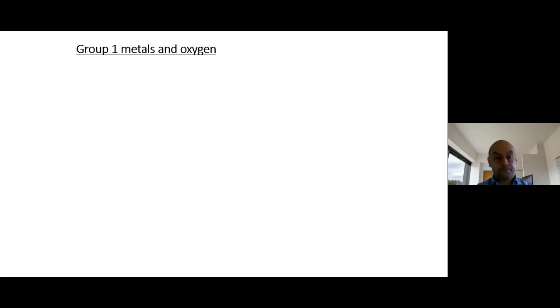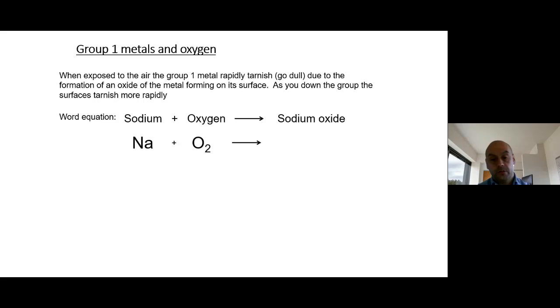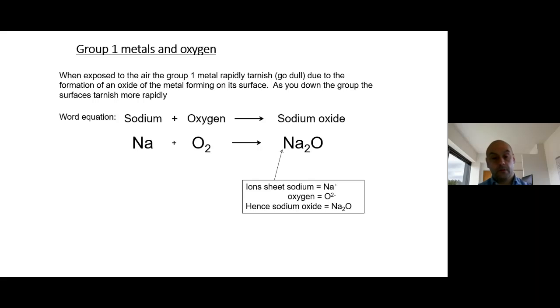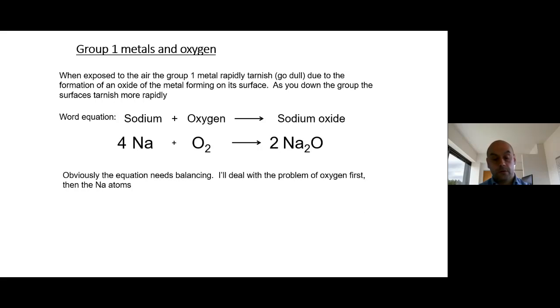And then with oxygen, you'll know that these metals are stored in oil to protect them from oxygen and water in the air. And hopefully you'll know they'll form an oxide, which causes the surface to tarnish. So we never actually see the metal until we cut it. And if we just write our symbol equation, there's our ions, the +1 and the -2 charge. And then balancing it up. So you've got to know those equations.